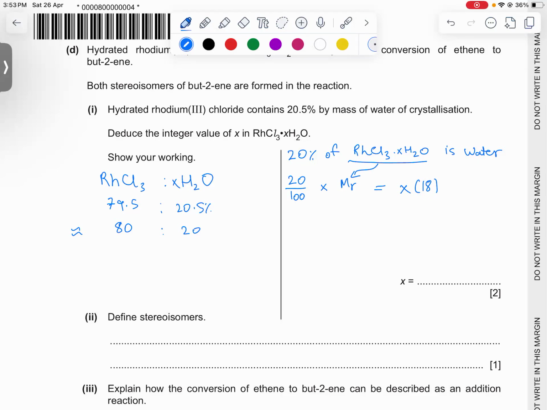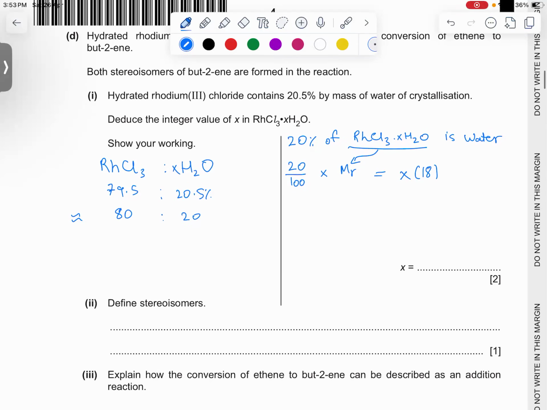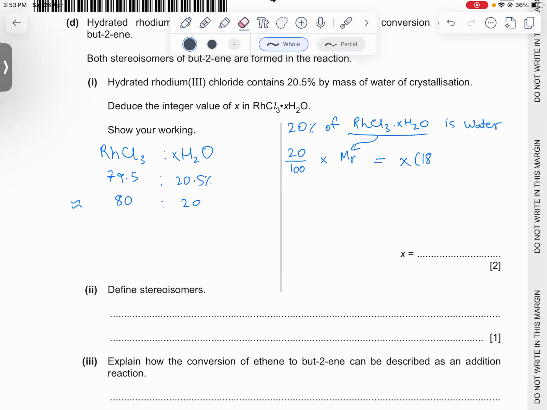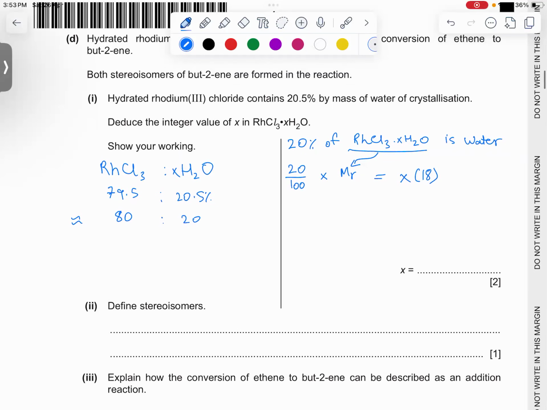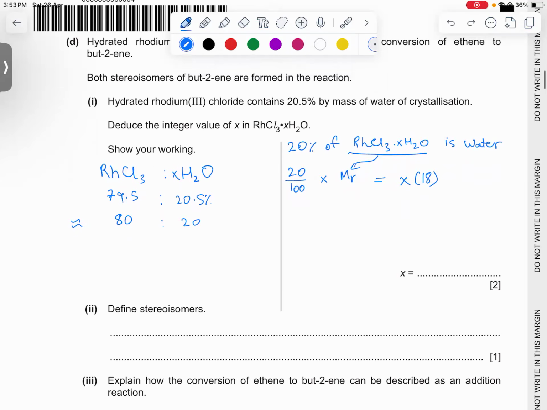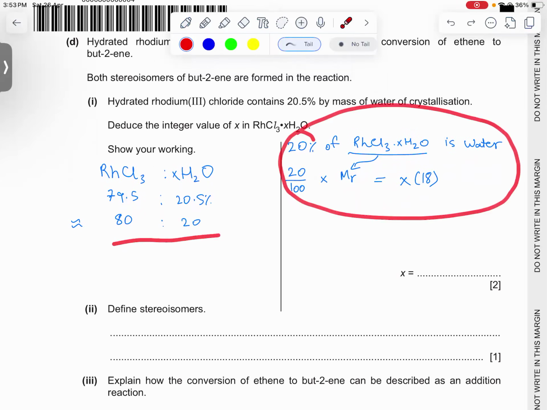All right. And then we do 20 upon 100 multiplied by Mr. We don't really know the Mr and we don't know the x. So this is why this equation gets a little tricky, because we don't know the Mr of RhCl3.xH2O. So further solving this would become almost impossible. That is why I did not choose this initially. What I did choose was, let's use ratios.